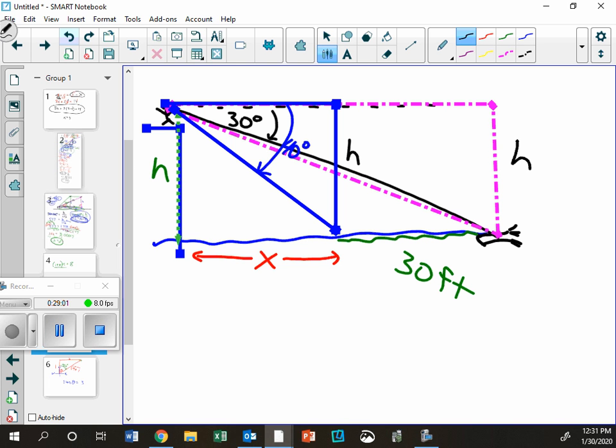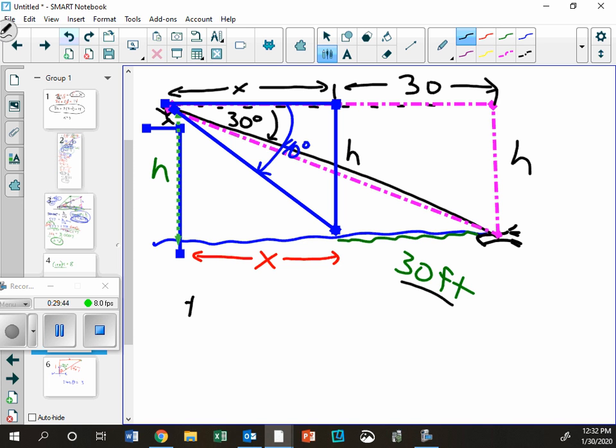I hope you caught on that these are all h. And it was the height to your eyeballs, technically. But that's where you were seeing from. So at this point, I'm going to use the pink triangle. And, oh, one more thing. You get this distance is 30. It's the same as this distance down here. And this distance is x. So I'm using the pink triangle right now.